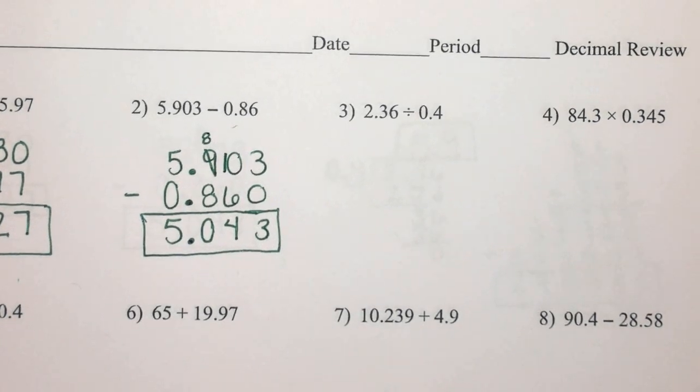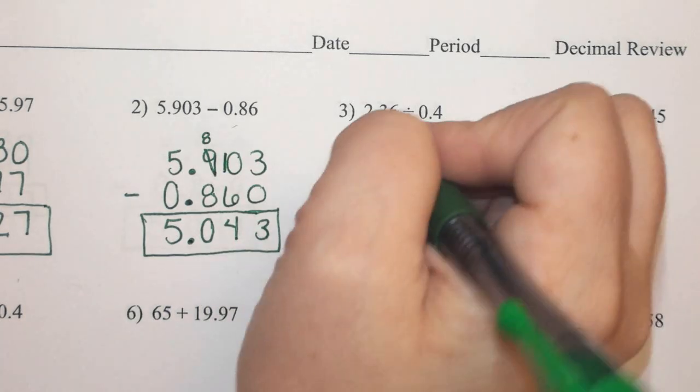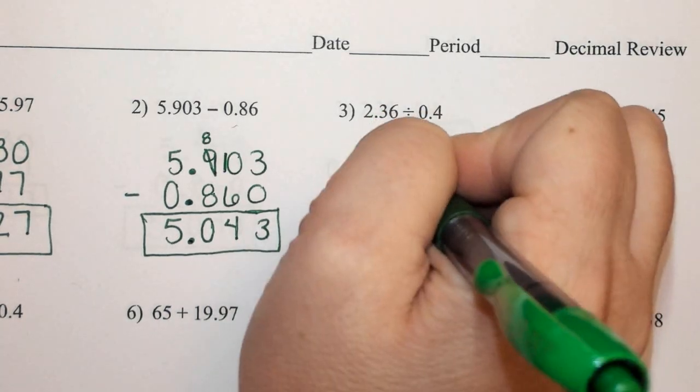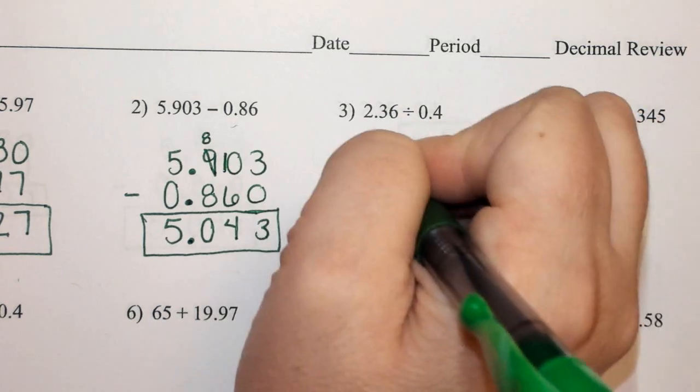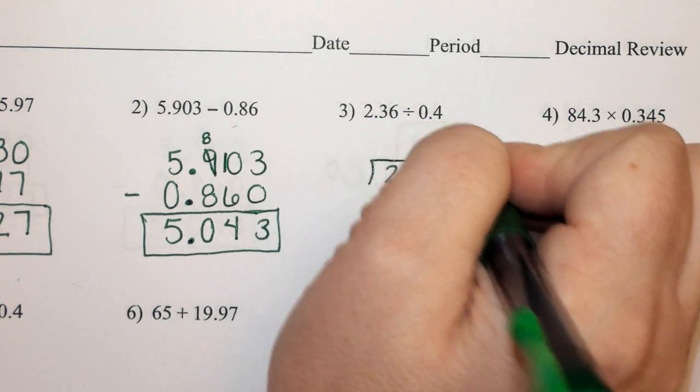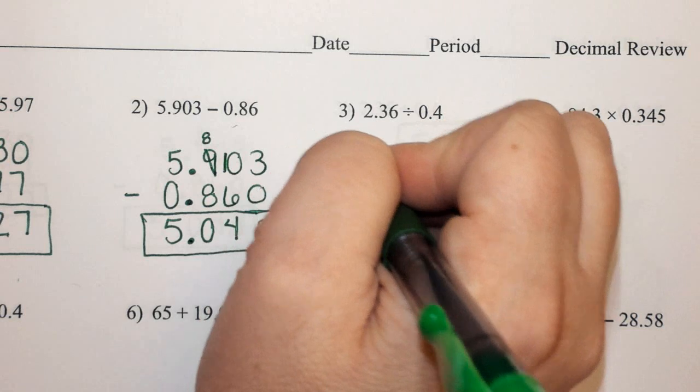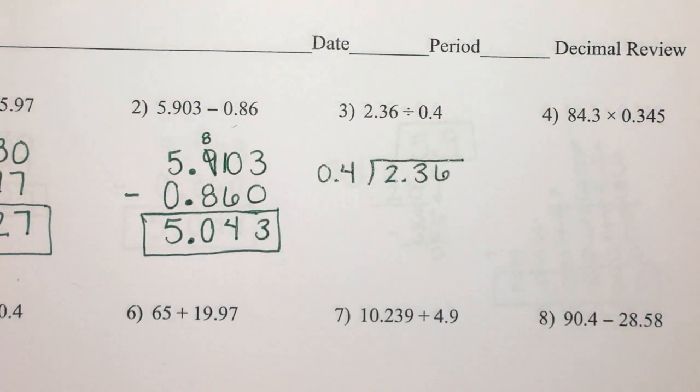All right, number 3, we're dividing. When I divide, how am I going to set that up? Just setting it up. Mary Webb? You put the 2.36 in the house. Very good. And the 0.4 goes out the door. Or you can just write 0.4 because the 0 in front is not important.